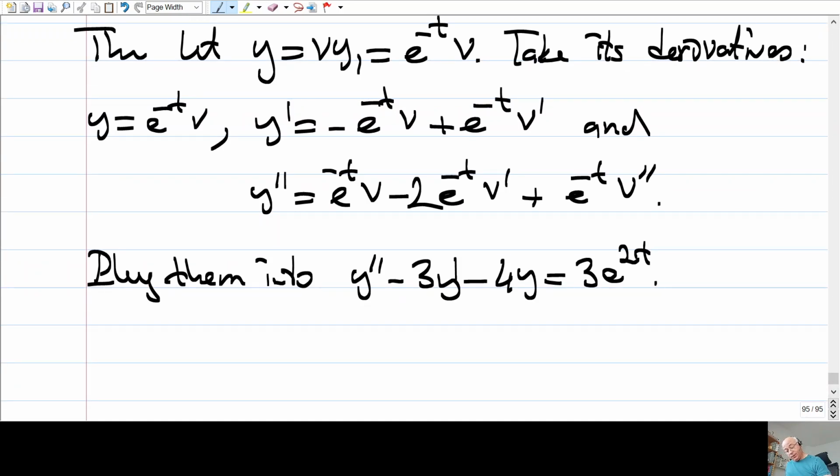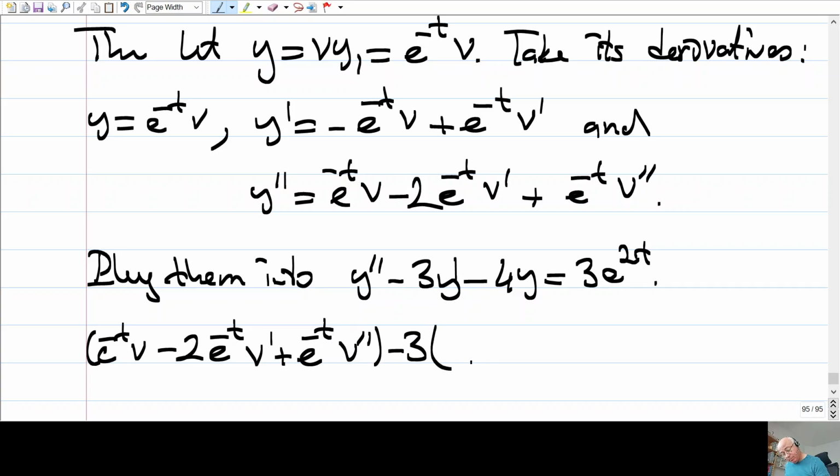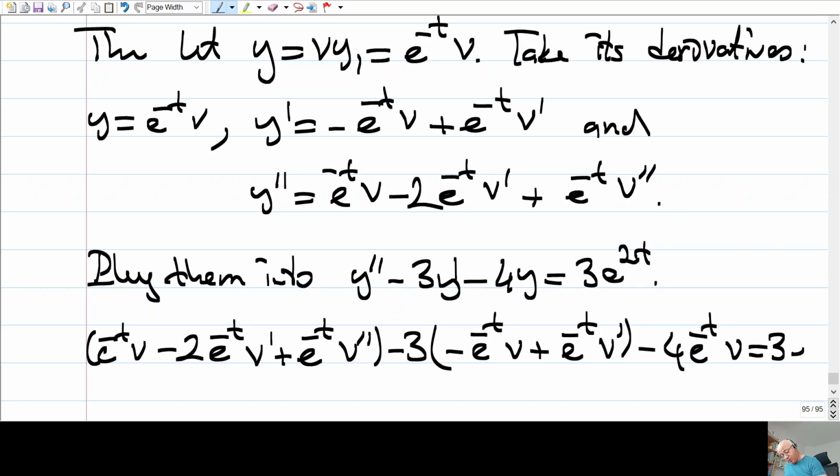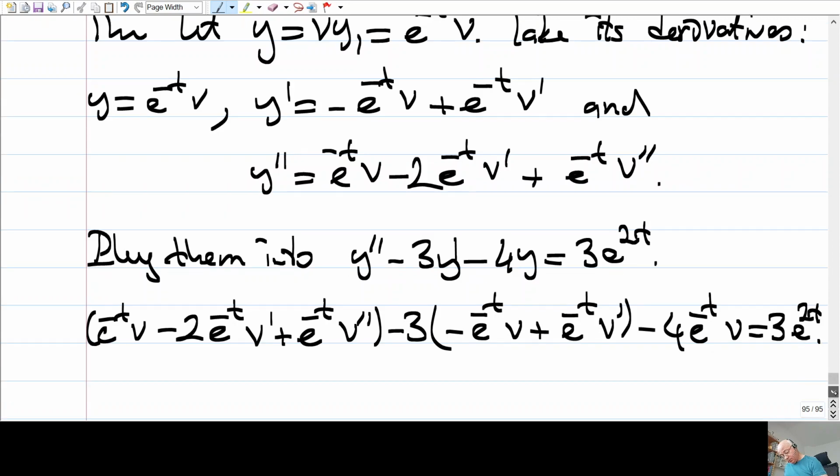So let's see what we get. e to the power minus t v, e to the power 2 times e to the power minus t v prime, plus e to the power minus t v double prime, minus 3 times y prime. y prime is minus e to the power minus t v plus e to the power minus t v prime, minus 4 times y, which is e to the power minus t times v, equals 3 times e to the power 2t.